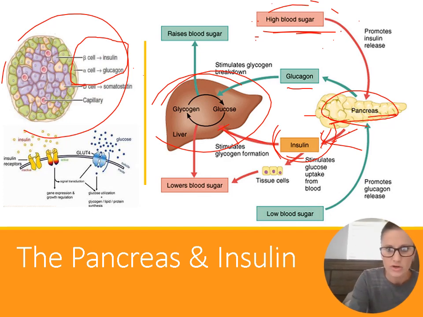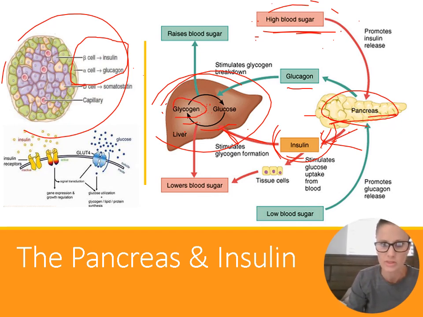Insulin goes to the liver and it tells the liver, we have plenty of glucose, let's convert that glucose into glycogen so that we can store the glucose for later. Right? So that increases glucose into glycogen.